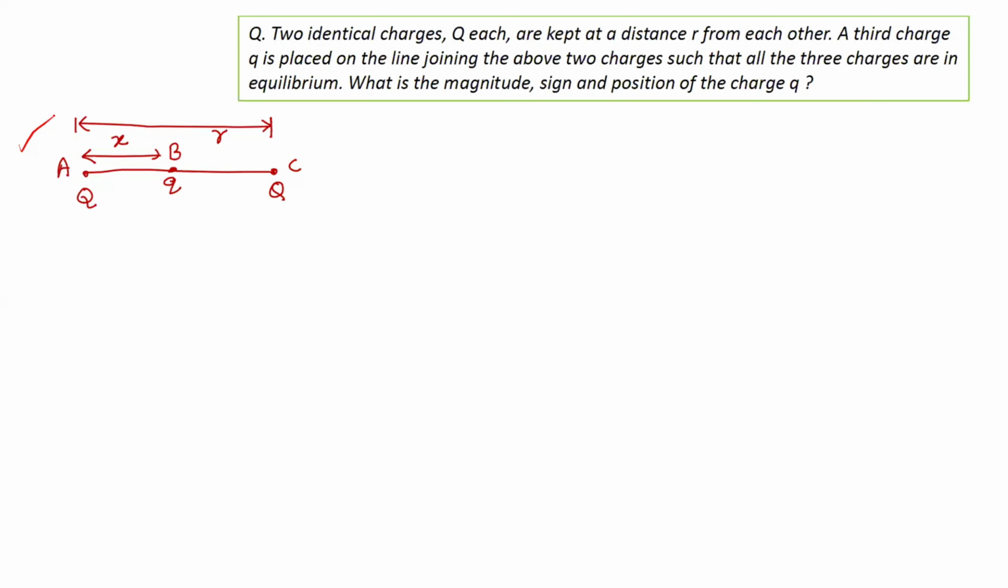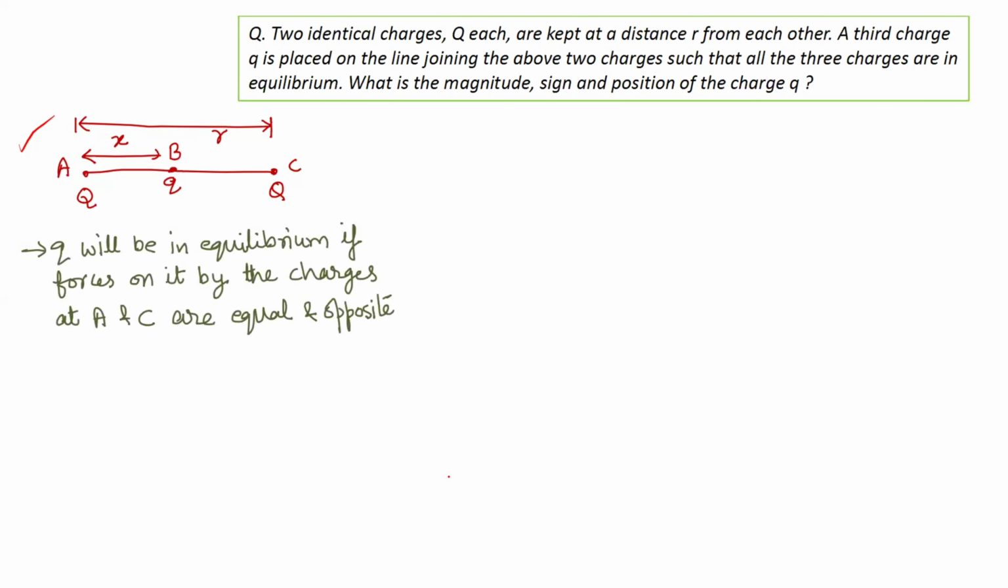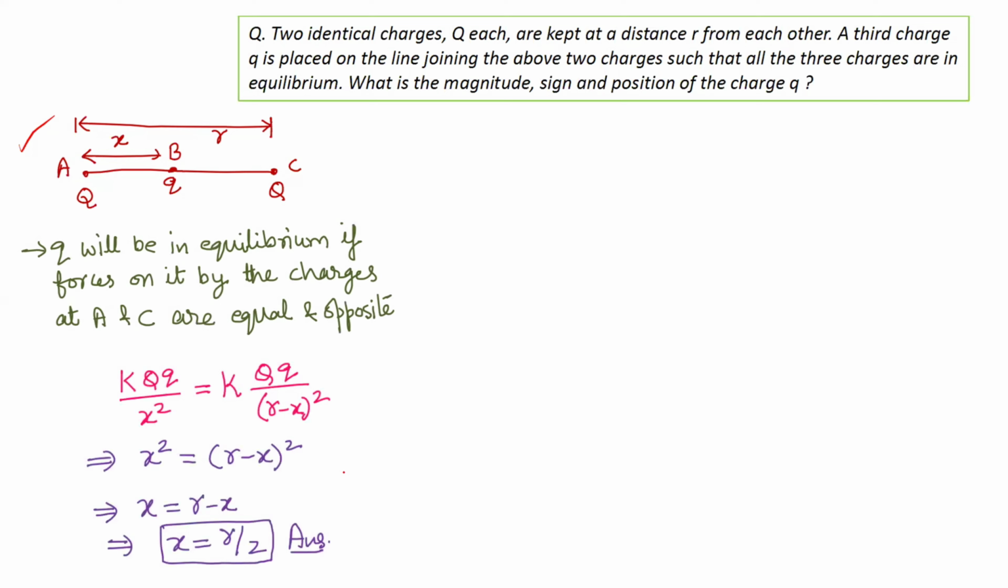A and C are two locations at which capital Q charges are placed, and in between at point B, a small charge q is placed. Let this distance be x, which is from A. So the distance between A and B is x, and between A and C is r. Now, q will be in equilibrium if the forces on it by the charges at A and C are equal and opposite, isn't it? So you just equate the two, meaning the forces should be equal. So for the A and B setup, K into Q into q upon x square is equal to K into Q into q upon r minus x whole square. So this condition must be satisfied.